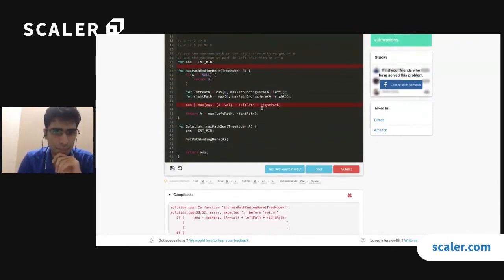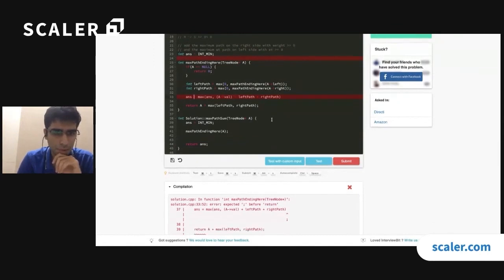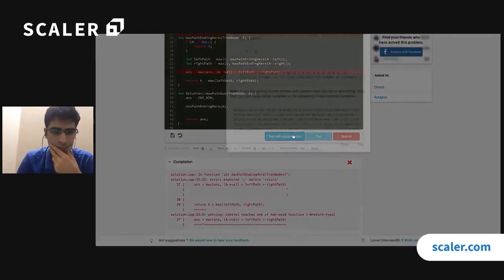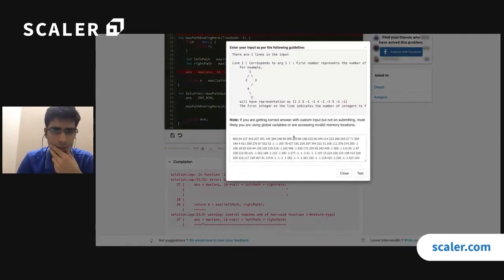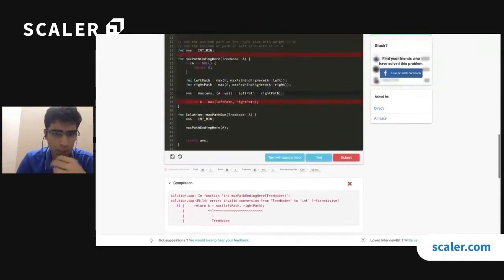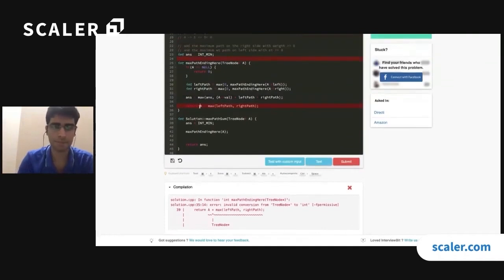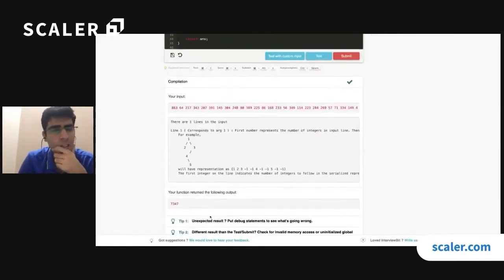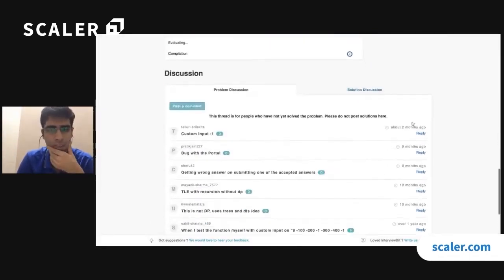Answer is equal to max of answer, eval plus, what is the issue here? Okay, I missed a semicolon. Did I miss anything else? No, seems fine. Return A's val plus this. This is quite fine. I think this was the answer that was supposed to be written. I'm not really sure, but this seemed to be one.